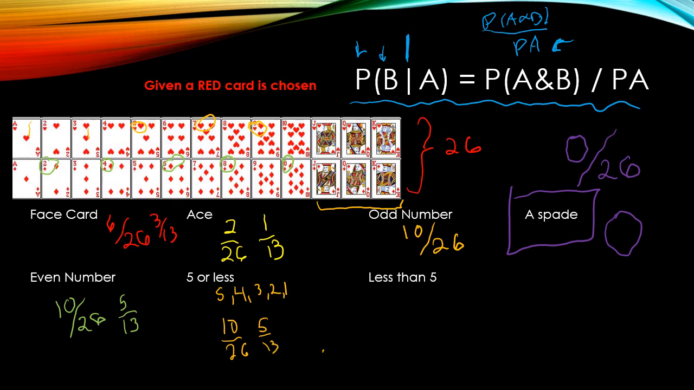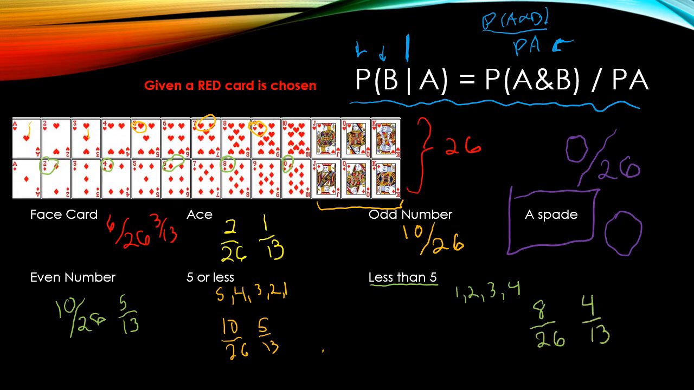Now less than 5 does change things, and this is important to know which way we're going, because less than 5 does not include 5. It means it's only 1, 2, 3, and 4. 5 is not included in there. So we have 1, 2, 3, 4 in hearts and in diamonds, giving us a total of 8 over 26, or 4 out of 13.